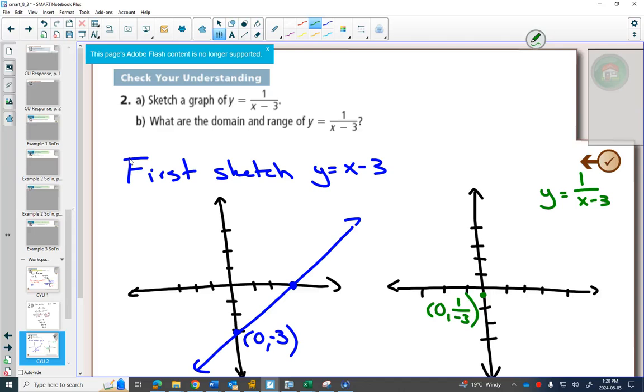Now, the interesting thing about reciprocal graphs is that some places you have non-permissible values. For example, on the blue graph, I have the point 3, 0. When x is 3, what happens on the green graph? You get a non-permissible value. And non-permissible values show up as vertical asymptotes. At least that's how they'll show up for everything we do in grade 11.